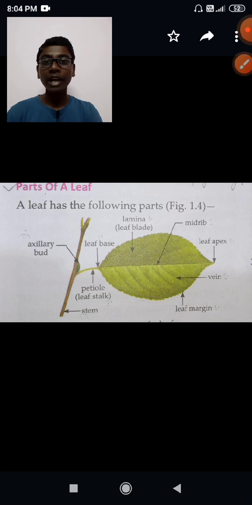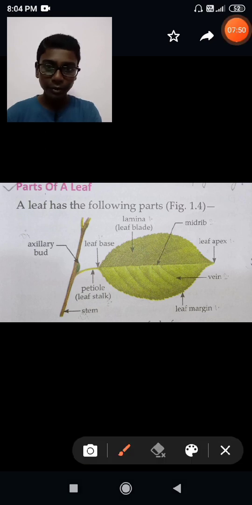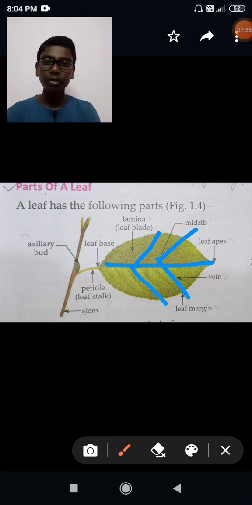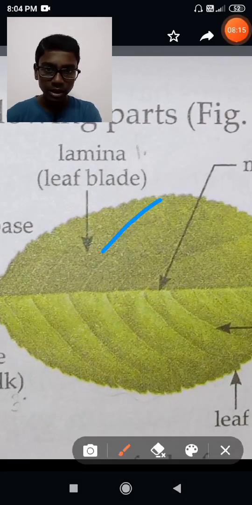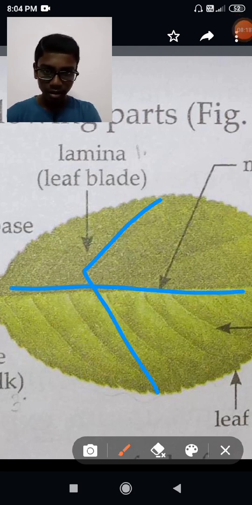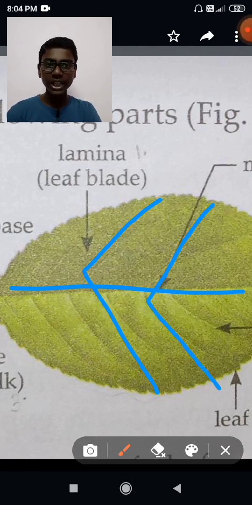Now the midrib has fine branches on both the sides known as the veins. If this is the midrib, something like this you can easily find. Over here I am drawing with my hand, that's why I cannot draw much. I have only drawn two, but there are many veins in a leaf. On both sides of the midrib you can find something like this, that is known as the veins.